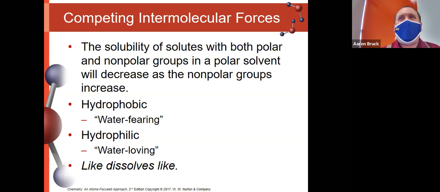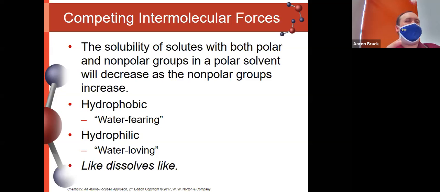Things that have polar groups tend to be hydrophilic. Literal translation there, water-loving. And again, this speaks to our idea of like dissolves like. Now, if we have a situation, let's say that we have an alcohol that has a very long hydrocarbon chain, like octanol. What we find is that as the nonpolar character increases on those kinds of molecules, they become less and less soluble in water.